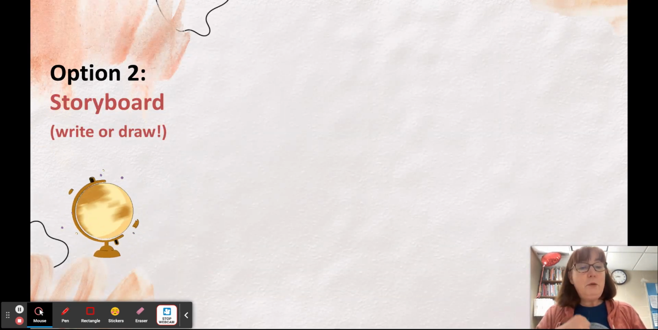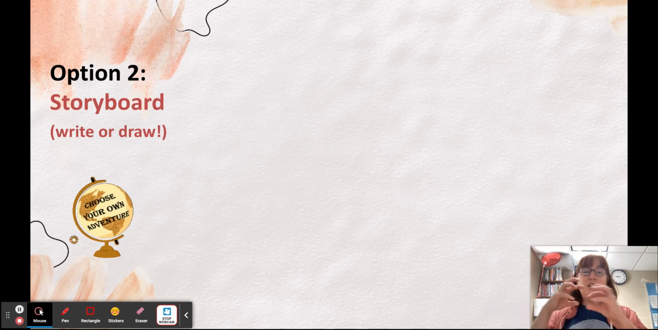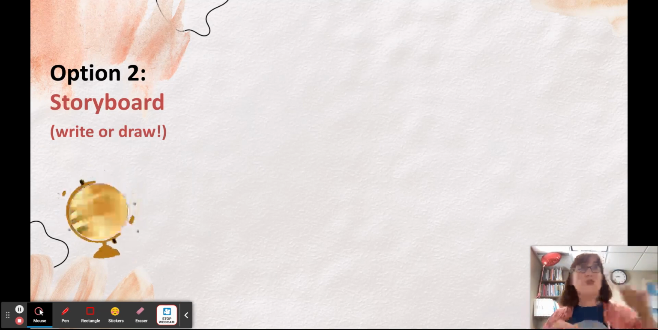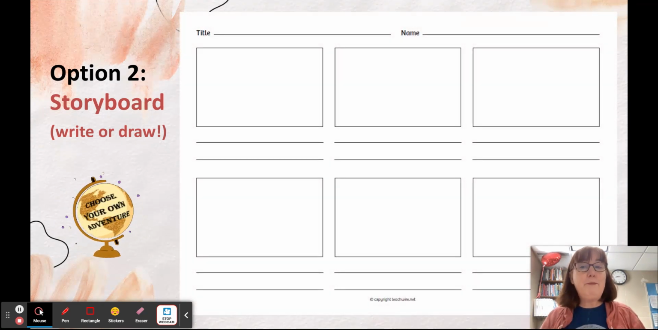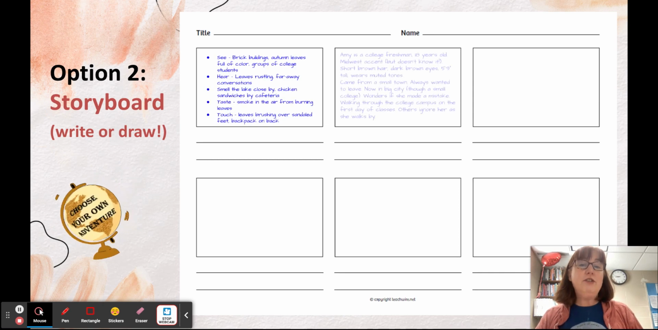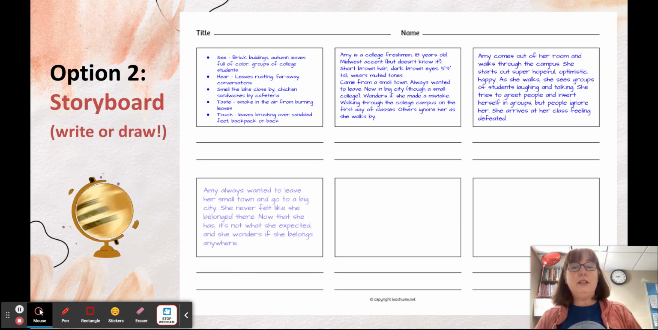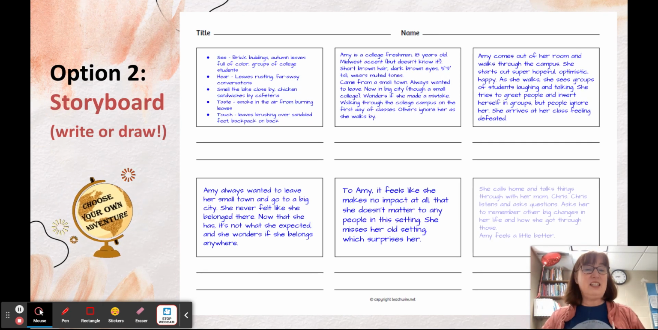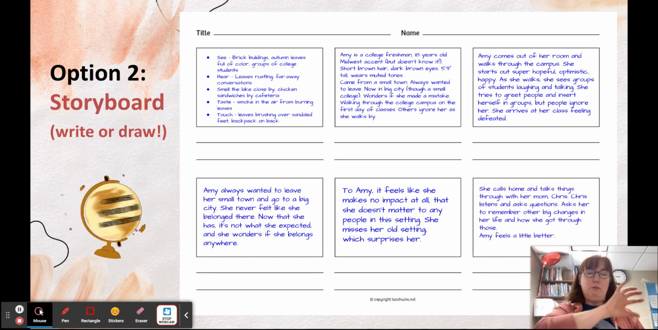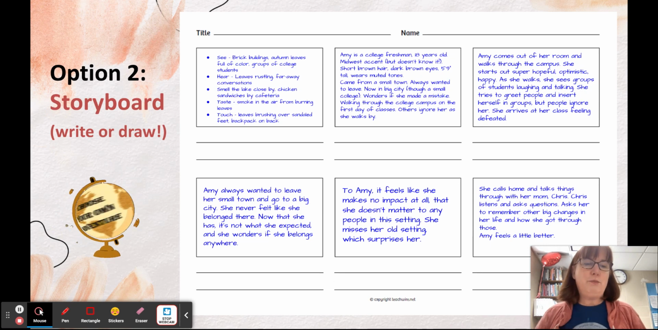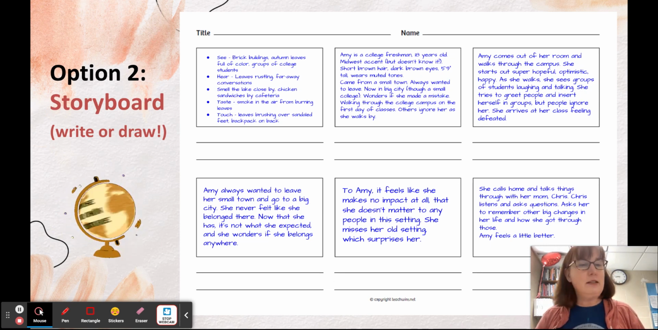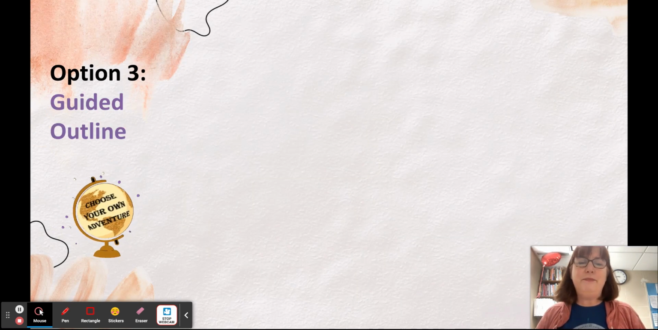Now, your second option would be a storyboard. If you really want to draw out, even if it's just in stick figures, you could use the storyboard, which gives you some big boxes to draw what's happening. And you could also write. So this is where I have those same six things happening, but instead of plotting it along that plot diagram, I just put those into these six boxes. So sometimes our brains work better that way.